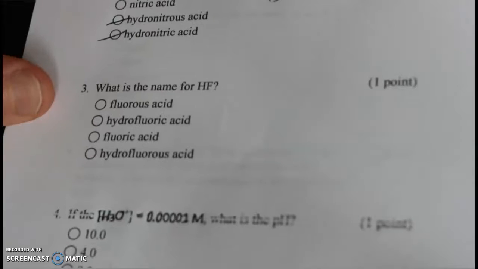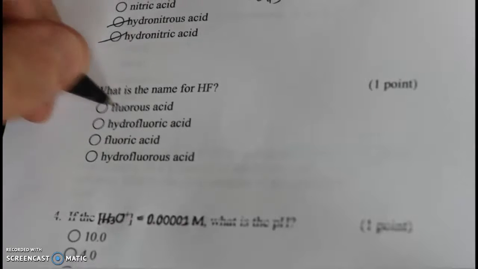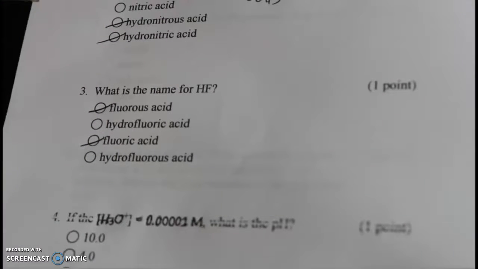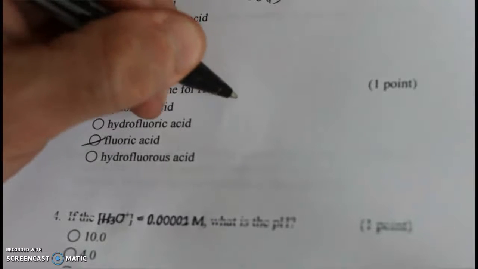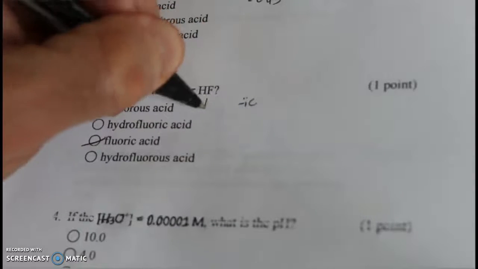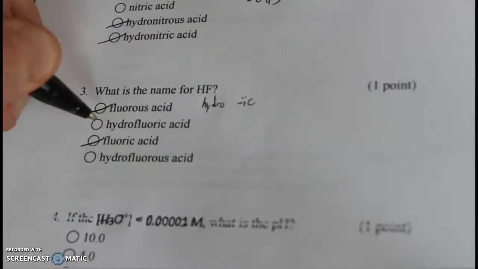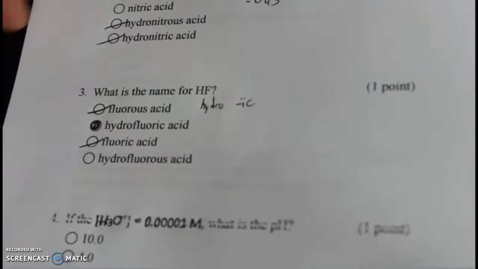HF. Now this one is binary, so I want it to begin in hydro. So I'm crossing out the non-hydro examples. And anytime it is binary, it starts with hydro and it ends in IC. So we end up getting hydrofluoric acid.